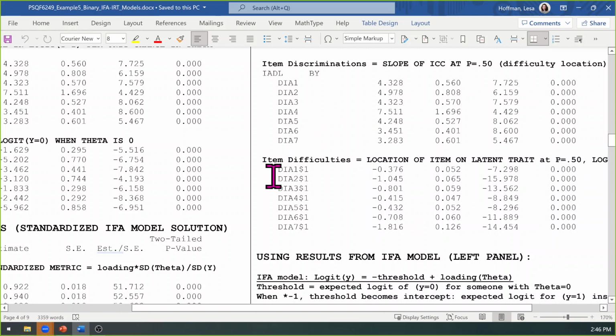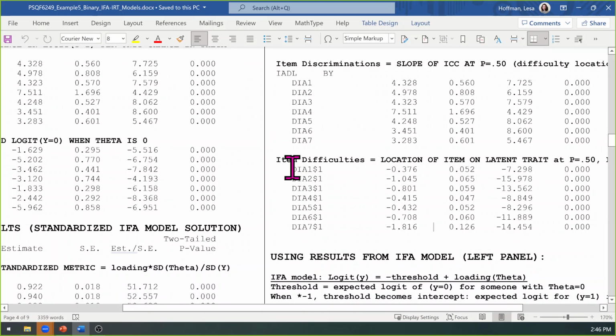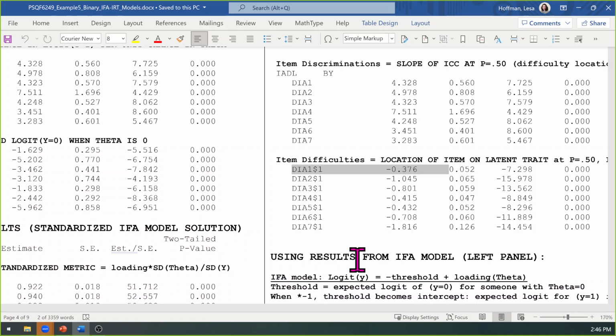So rather than talking about what is the expected value for an average person, that's intercepts and thresholds, difficulties say how much theta do you need to have a 50-50 shot? Who is this item most useful for? Is their difficulty level. So we decided which item was the hardest before. Item 1, right? So how much theta do I need to be able to have a 50-50 shot at answering item 1? Minus 0.3. So somebody just below average would have a 50-50 shot at answering item 1 correctly, being able to do this task, which I don't remember what it is anymore, but something not that challenging.